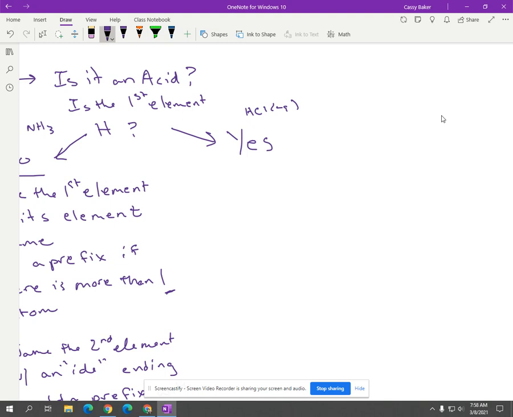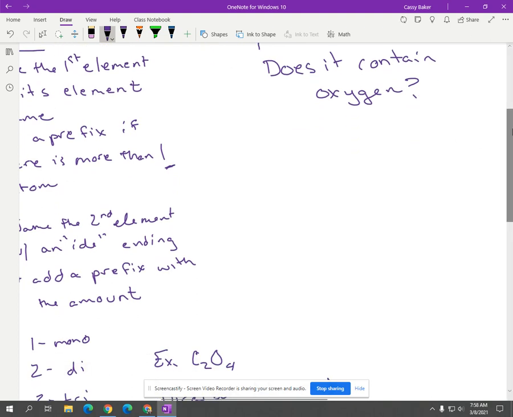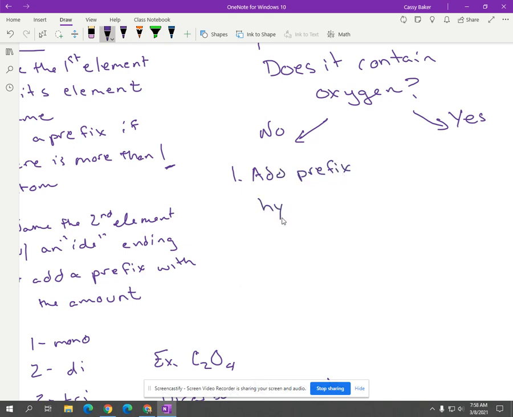So, for acids, you have to ask yourself a question. And so the first question is, does it contain oxygen? So, oxyacids, those that contain oxygen, are named differently than non-oxy acids. So we're going to do a no on this side, and we're going to do the yes on this side. All right, so on the no side, okay, so here's what you do. You're going to add the prefix hydro. Then you're going to add the root of the anion's name. Then you're going to have an IC ending, and finally add the word acid.